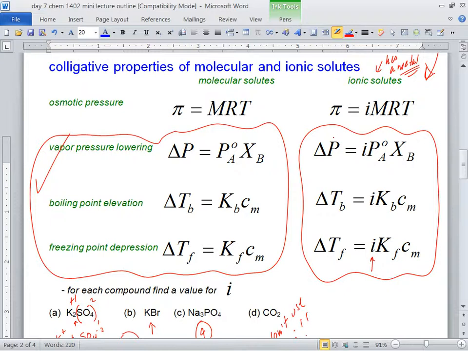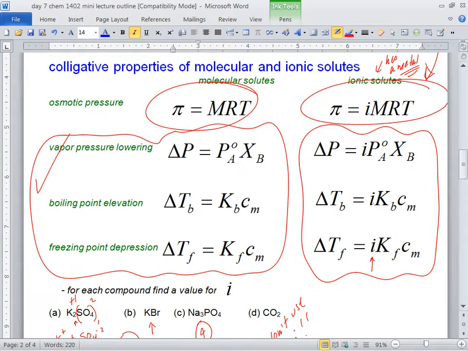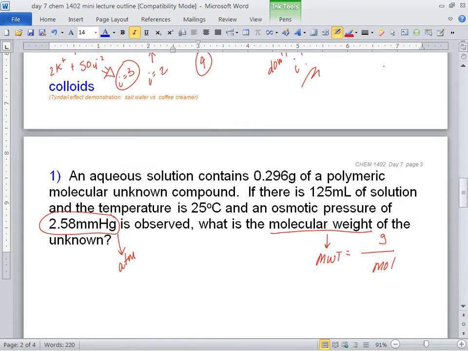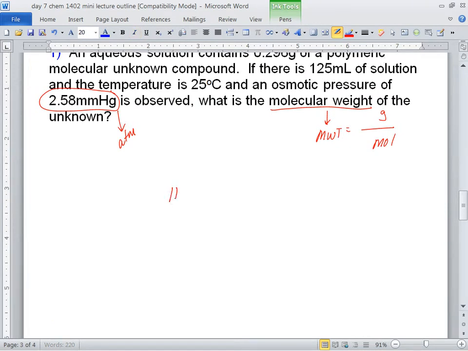MRT definitely, because we're going to be using a pi one, because it mentioned the words osmotic pressure. So which one of these are we going to use? We're kind of skipping ahead, but that's okay. The one without the i. Why? It's molecular. Yeah.